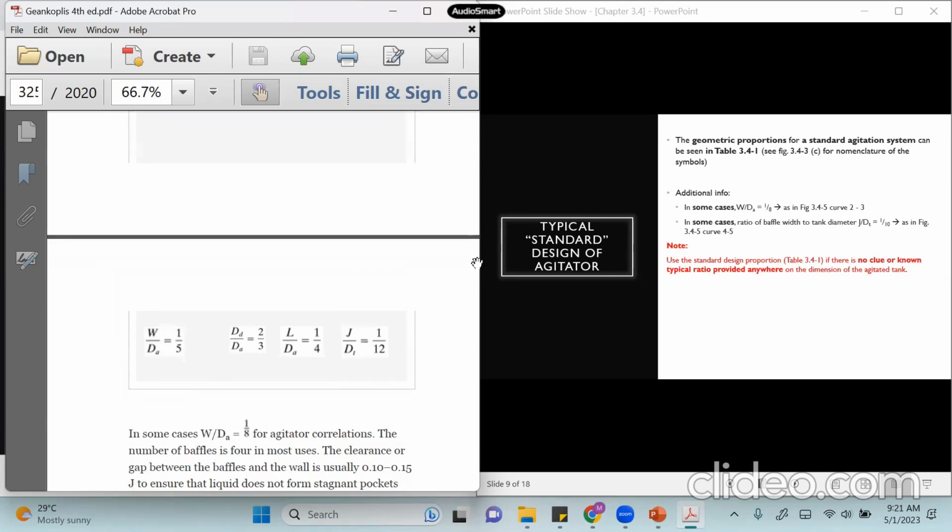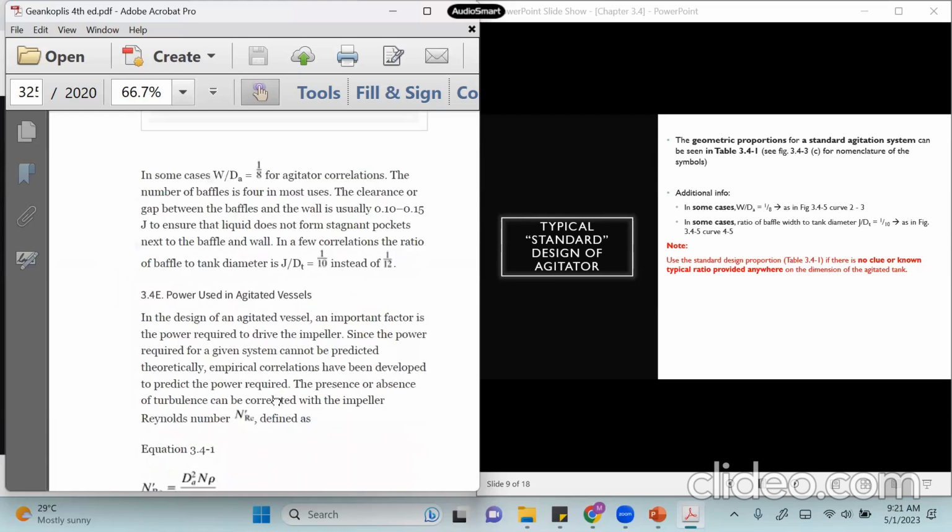So this is the typical standard design of an agitator. However, there is some additional information. In some cases, the width of the blade over the diameter of the blade is not 1:5, but 1:8, as in figure 3.4-5, curves 2 and 3.